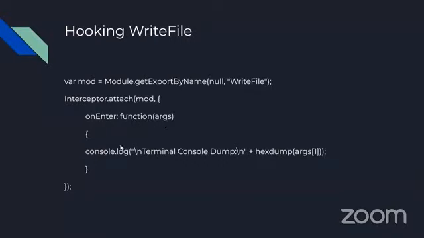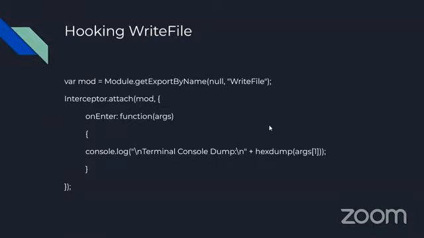And we're just doing a console.log, which logs all the data, which is a standard JavaScript function, along with something like terminal console dump, and we're just calling this function called hexdump along with argument number one. So WriteFile argument number one is basically the content, and argument number zero is the file path and so on. To see this, we can go to the Microsoft documentation of APIs and see what is the first argument, what is the second argument, and so on. It's pretty detailed out there.